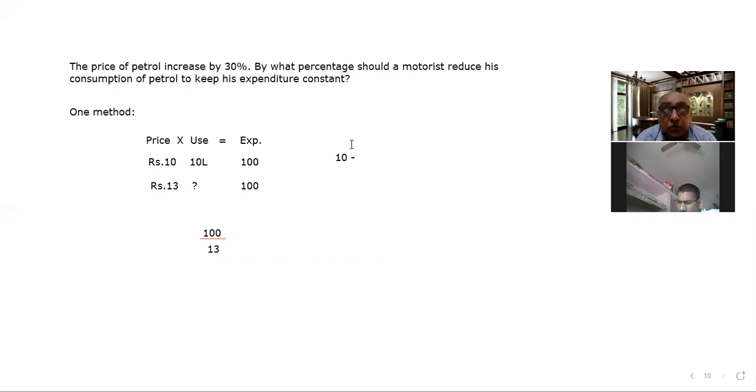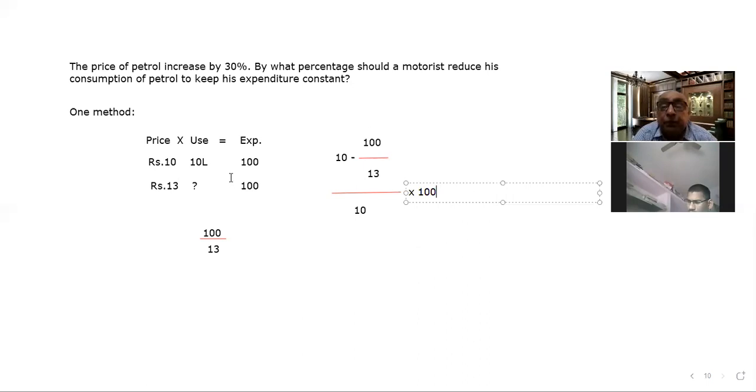So the new consumption of petrol is equal to 100 upon 3 liters. The previous consumption was 10 liters and the new consumption is 100 upon 3 liters, about 13 liters. So what is this delta? This is the absolute change in the consumption of petrol. Absolute change divided by the initial value, which is equal to 10, and multiplied by 100, will be the percentage change.